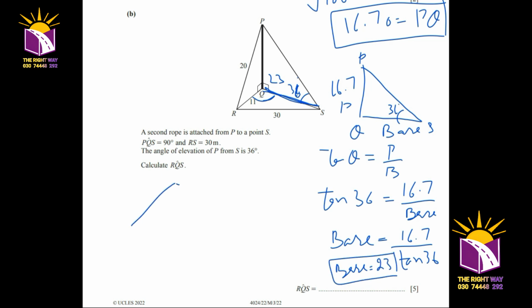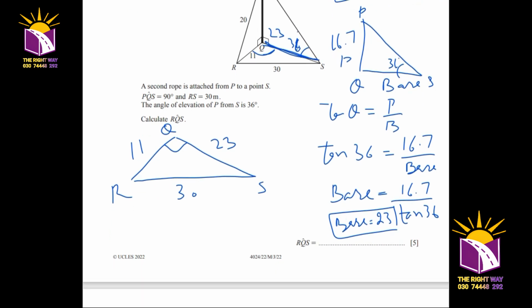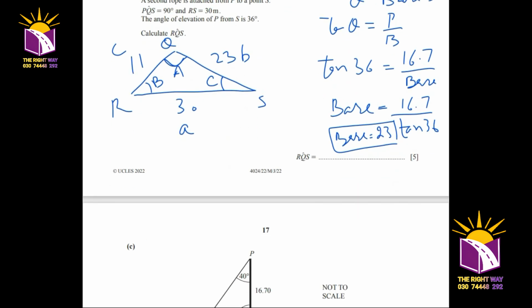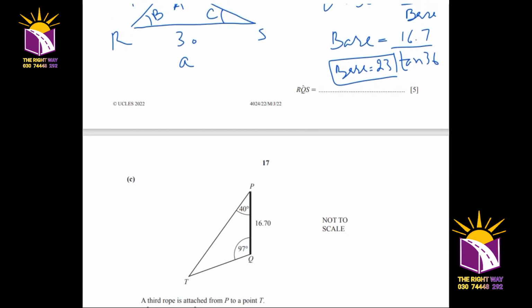Now taking this triangle, the lower one, with Q, R and S, this is 30, this is 11, and this is 23, found over here. Now I have to find this angle. If this is side A, this angle is A. This is side B, this angle is B. This side is C, this angle will be C. Now I am going to use the law of cosine, which I am going to write over here.